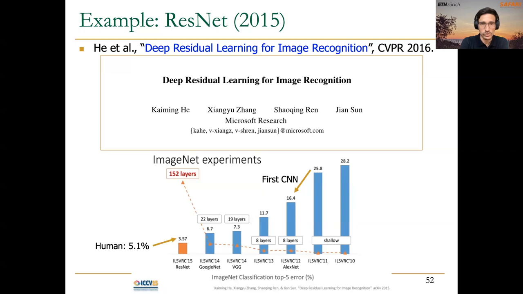And as you see as well, the size of the network has increased from the 8 layers of AlexNet up to 152 layers in ResNet, and this keeps increasing. The total size of the weights keeps increasing as well, and they become more and more accurate and reliable.